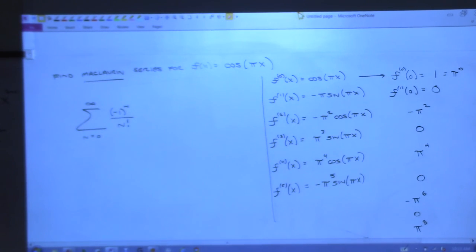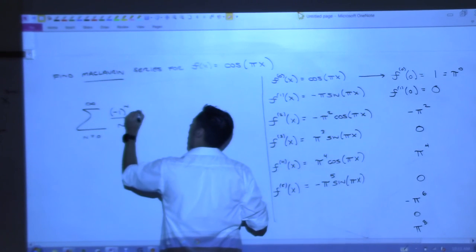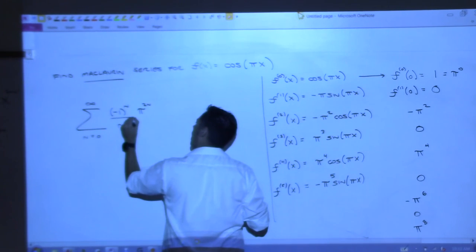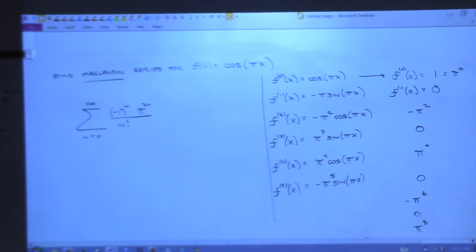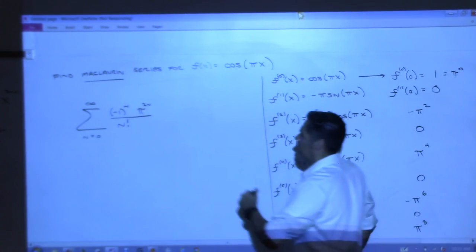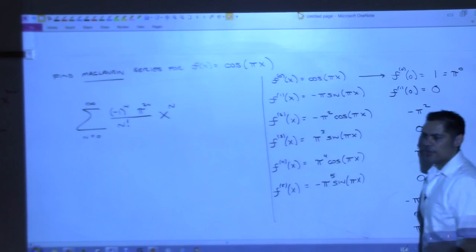And then what's this thing doing? We've got pi's to what powers? Even powers starting at 0. So how about pi to the 2n, like that? I'll just extend that out. Does that make sense? And x to the n. Don't forget x to the n, right? Or else it's not a Maclaurin series.